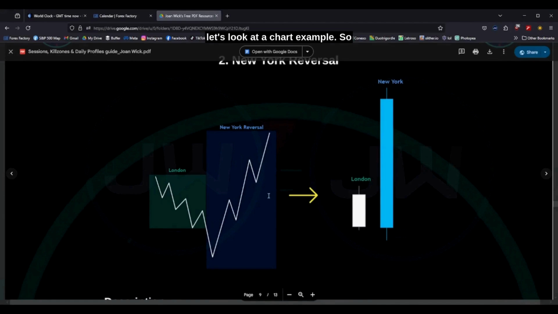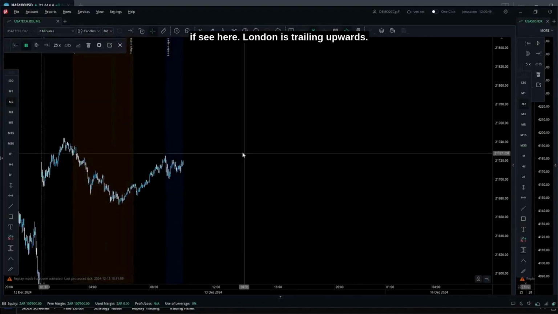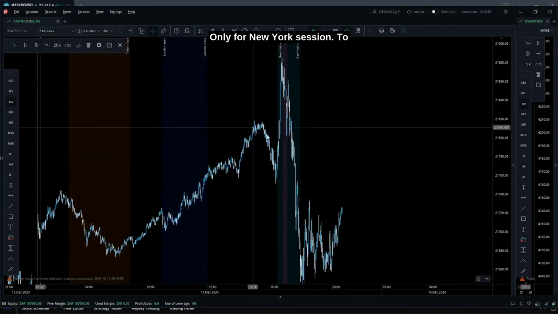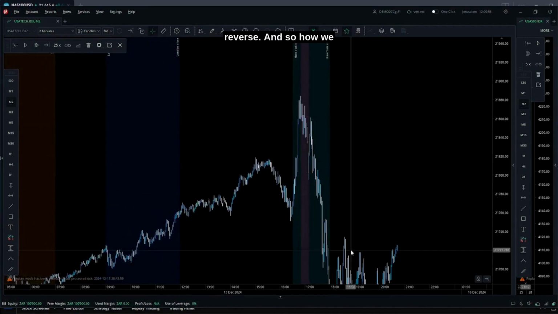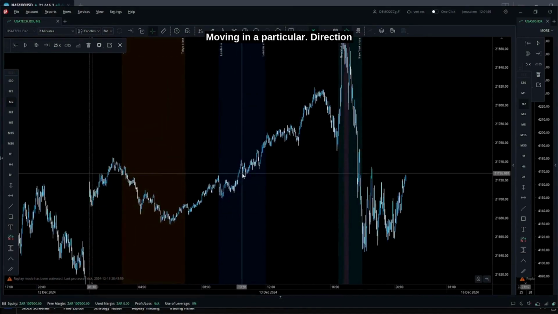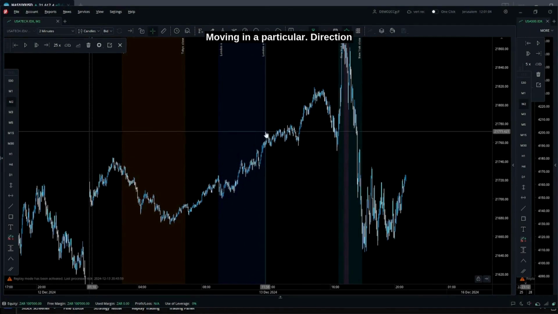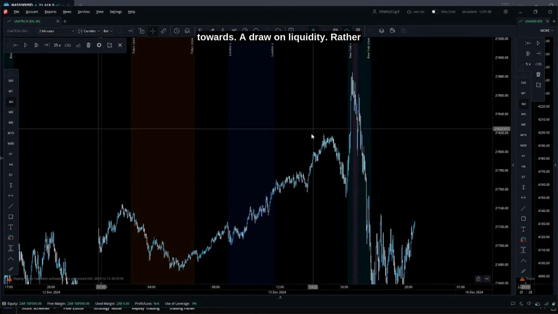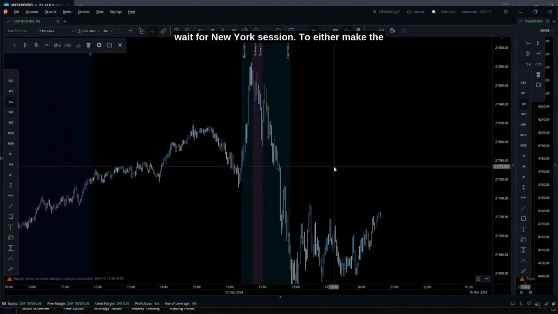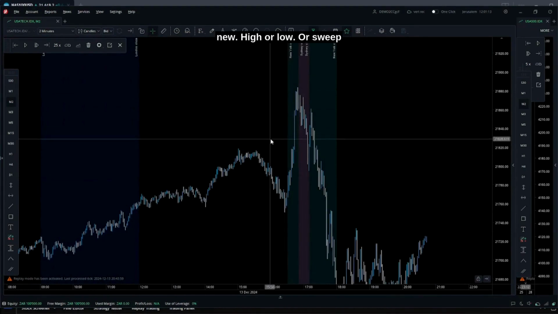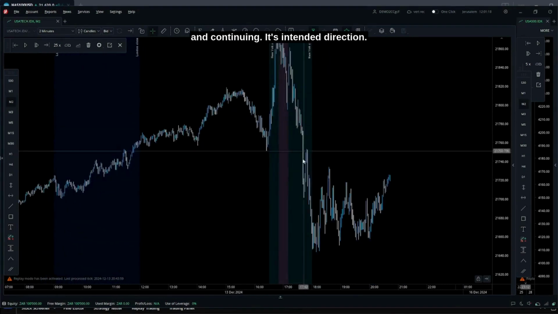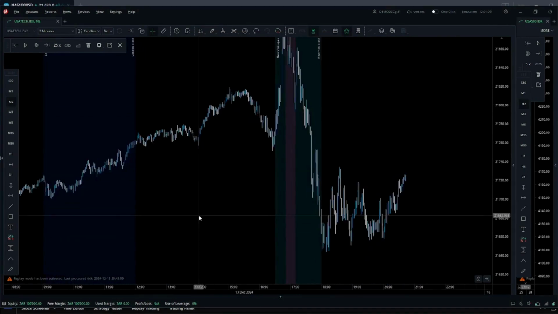So let's look at a chart example. If you see here, London is trailing upwards, only for New York session to reverse. And how we trade this is, if you see London moving in a particular direction towards a draw on liquidity, rather wait for New York session to either make the new high or low, or sweep liquidity before reversing and continuing its intended direction.